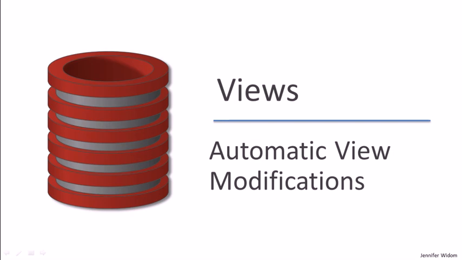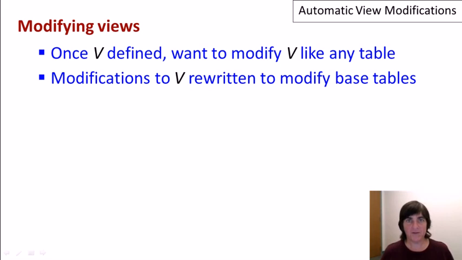This video will be a demo of automatic view modifications. As a reminder, when we've defined a view called V, we'd like to issue modification commands against V as if it were any table. Since V is just a logical concept and not a stored table, the modifications have to be rewritten to modify the base tables over which V is defined.